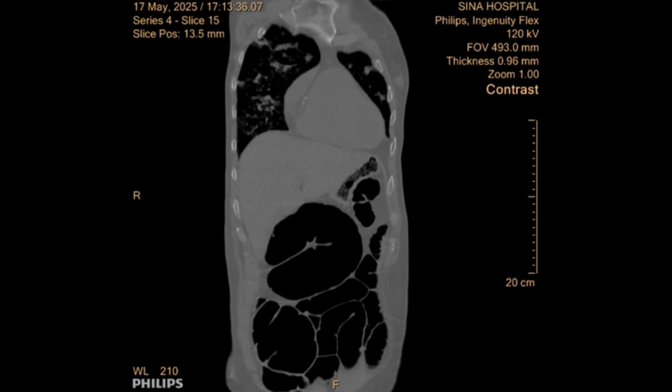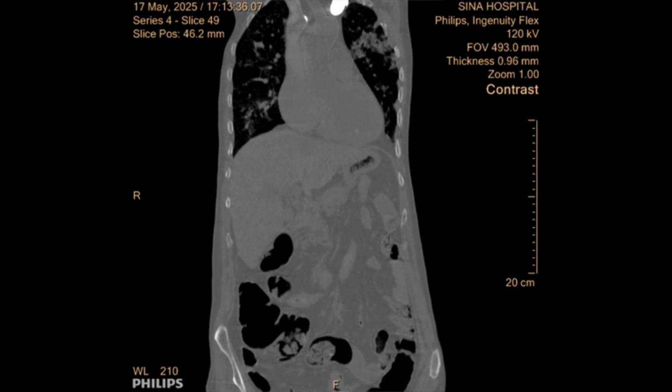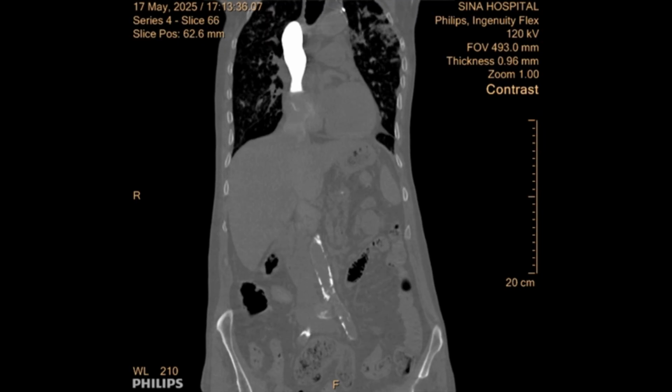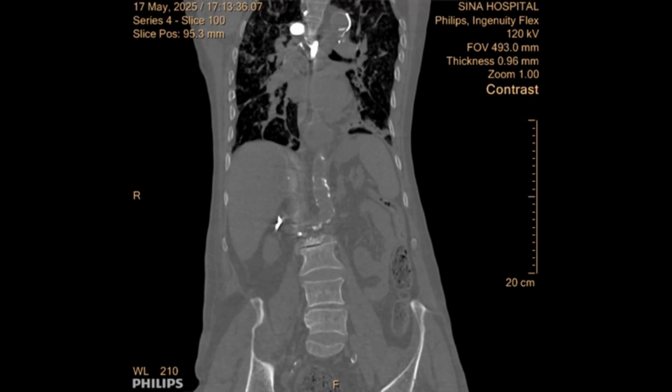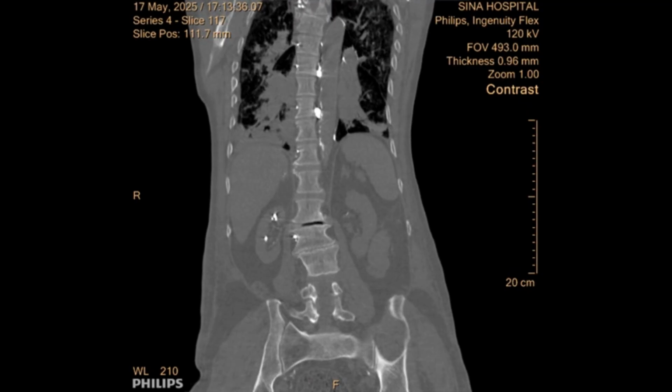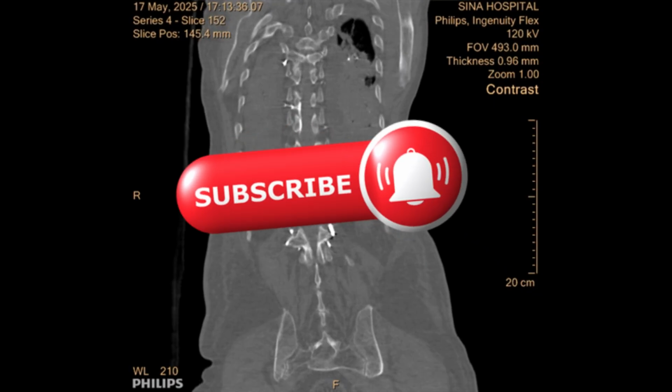This phenomenon is most commonly encountered in cardiac hospitals, mostly during coronary CT angiography procedures. However, this specific case was performed on a Philips Ingenuity Flex CT scanner, and I personally carried out the examination.